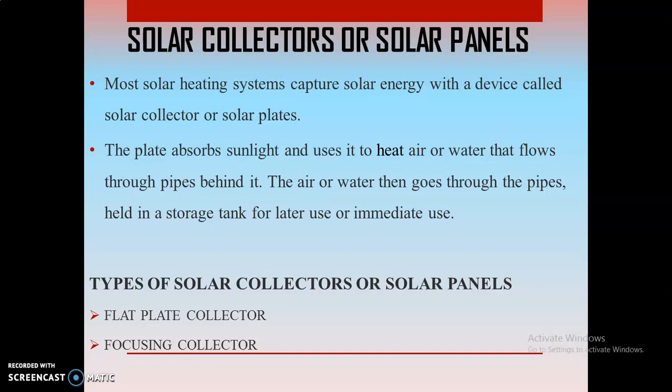We have two types. One is the flat plate collector. The second one is the focusing collector. These are the two types of solar collectors we basically use. So from their names, flat plate collector, or we can call it flat plate solar collector, which means a flat plate that collects what? Solar energy. Focusing collector, a focusing device that is used to collect solar energy.